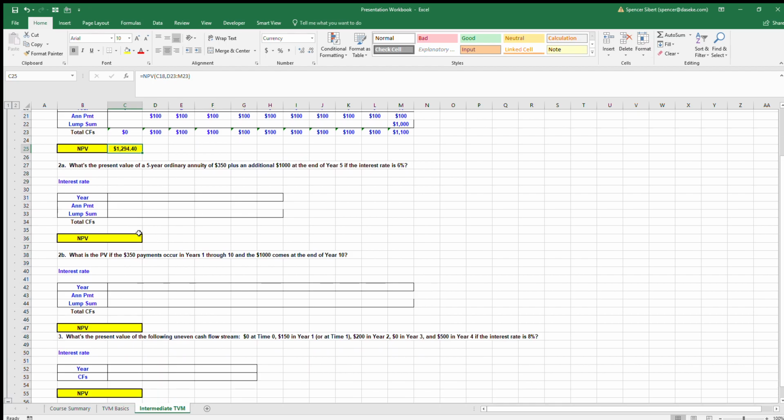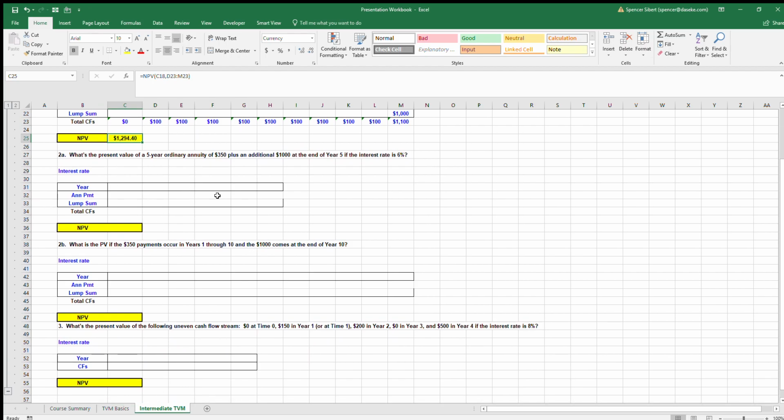Alright, 2A: what's the present value of a 5-year ordinary annuity, again an ordinary annuity, plus an additional $1,000 at the end of year 5 if the interest rate is 6%? Let's build this diagram out. Let's put the 5-year ordinary annuity of $350. And then at the very end we get 1,000, and then a 6% interest rate.